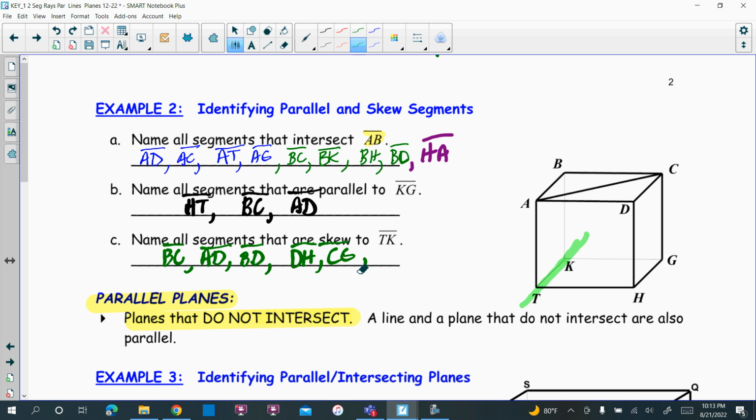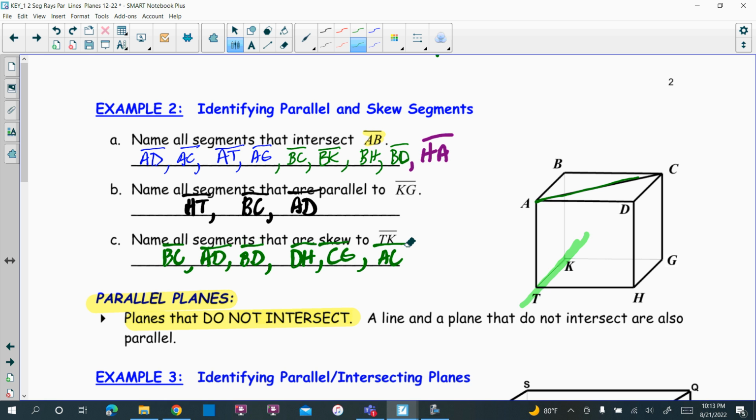And then if I also use the line that was given right here at the very top, the diagonal line, I have AC. So you have at least 6 segments. You can probably draw, no, I did draw the BD one. Yeah, you have 6 segments that are going to be skew to that line TK.